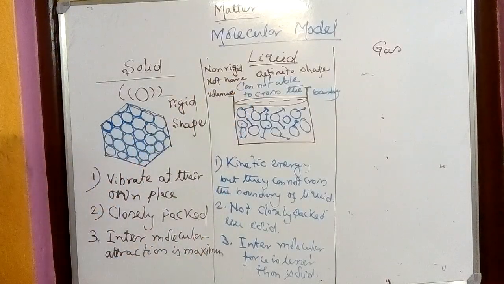So if I want to define liquid from the diagram, we can say that liquid is a non-rigid substance with definite volume but not a definite shape, having kinetic energy inside the molecules, and they cannot cross the boundary. This should be the definition of liquid by the molecular model.